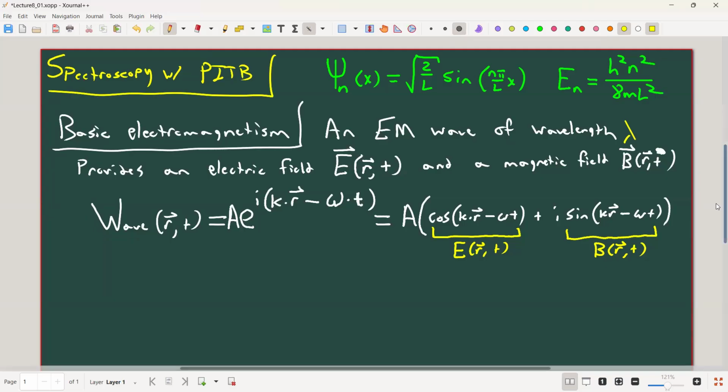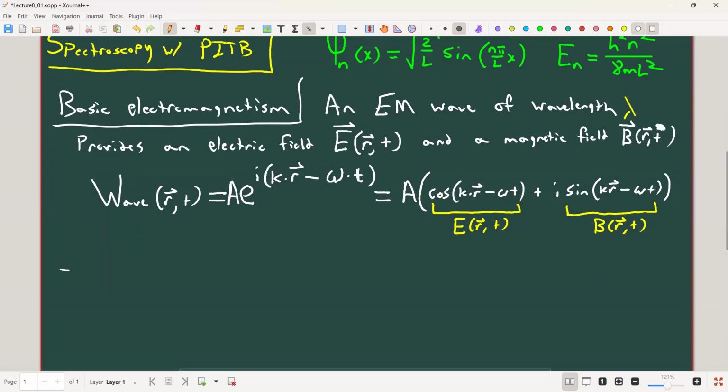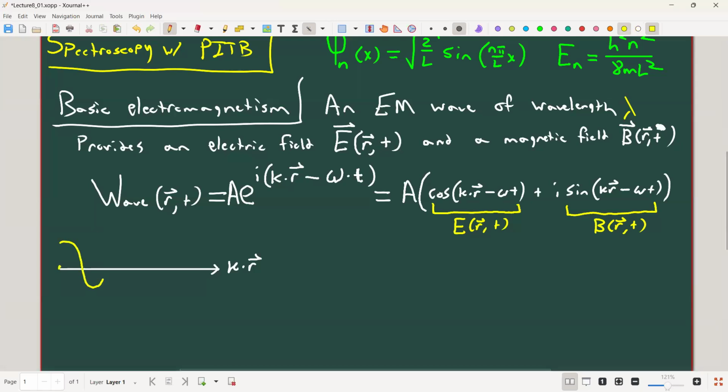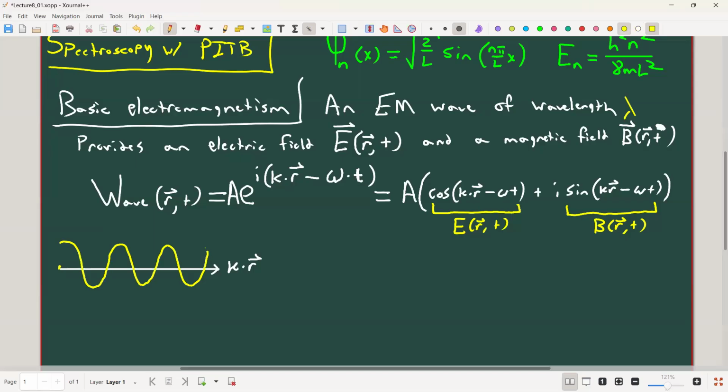So if I were to draw it on a picture, I have a vector that's pointing in the direction of k dot r. That's the propagation direction in space of the wave. And there is a cosine component that is oscillating in time. It has a wavelength, and it also has a frequency.